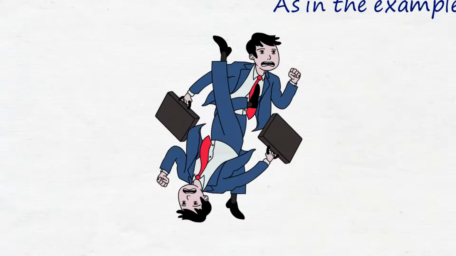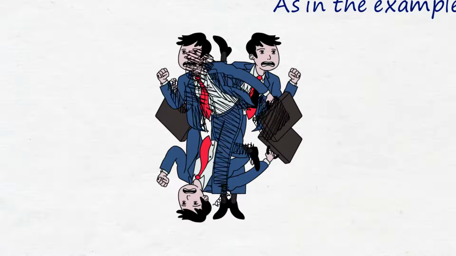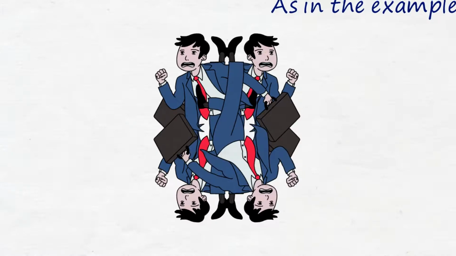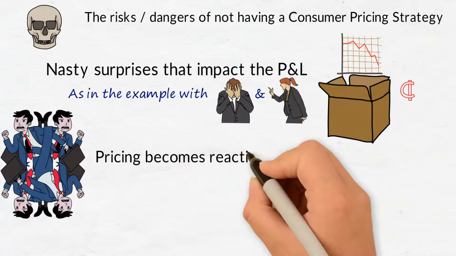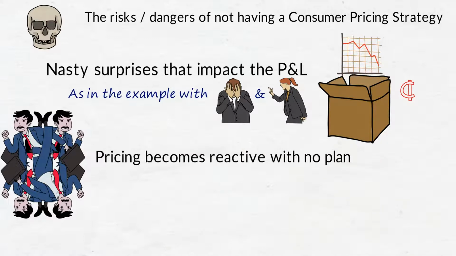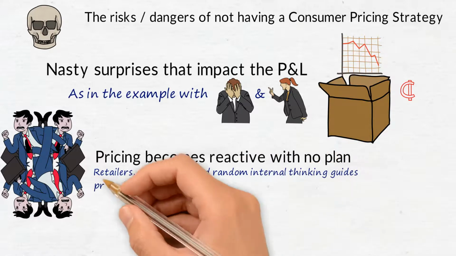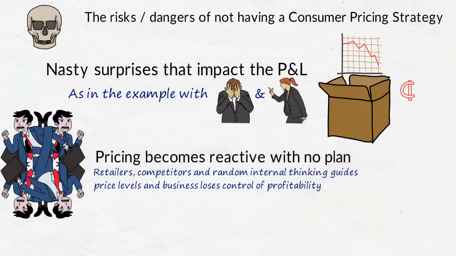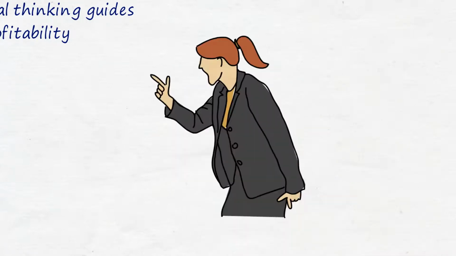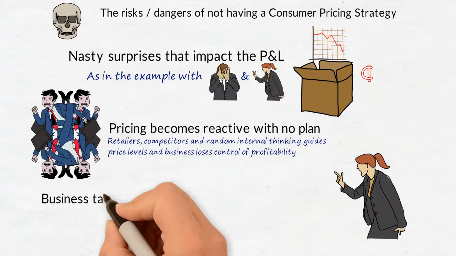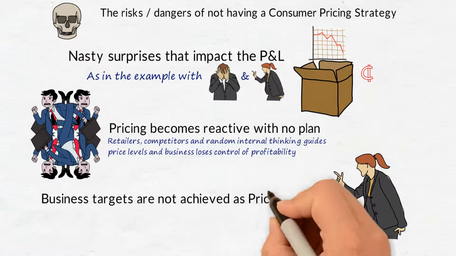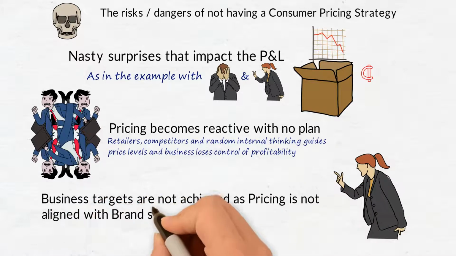Secondly, does this guy remind you of someone running aimlessly? With no consumer pricing strategy, pricing becomes reactive with no plan. Retailers, competitors, and random internal thinking guides price levels and business loses control of profitability. And thirdly, Angry Ann returns as business targets are not achieved, with brand strategy and pricing heading in different directions.